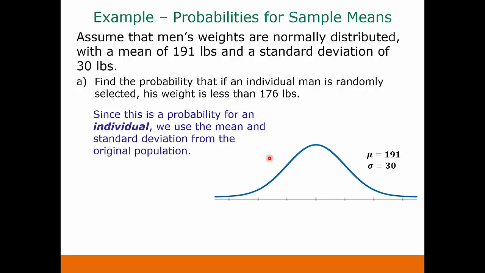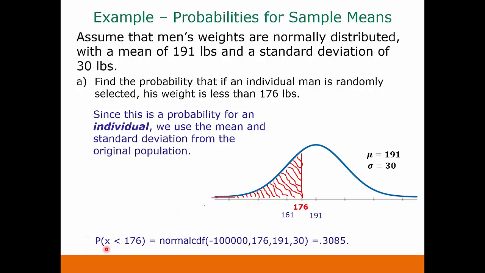So here's our picture of our normal distribution. This is our mean and our standard deviation. So we can plot our mean here in the middle, and this is going down one standard deviation. That kind of gives us an idea of where our value of 176 is going to fall. And since we want the probability that the weight is less than 176, we're shading from there to the left. So what we're finding here is the probability that x is less than 176. On our calculator, we'd use normal CDF. We're using a large negative number down at this end, and then our 176 for our upper bound, and our mean and standard deviation. So this probability turns out to be 0.3085, or about 31%.